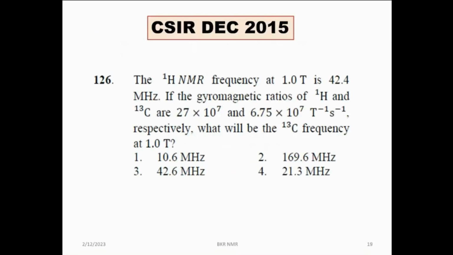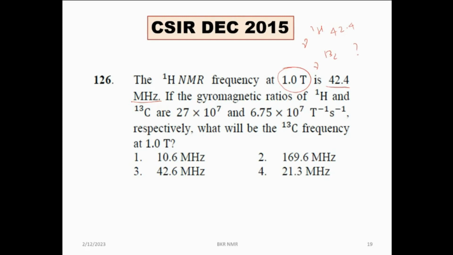But this is not the actual problem. This is the actual problem. Again, December 2015. They have asked two basic questions, from the introduction. The proton frequency at 1 Tesla is 42.4 megahertz. So the frequency of proton is given as 42.4, and the gyromagnetic ratios of proton and carbon are given. They are asking what will be the frequency of C13.